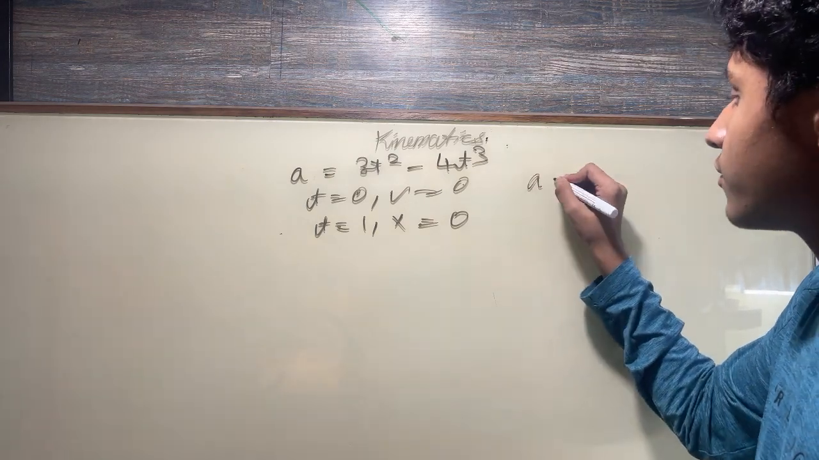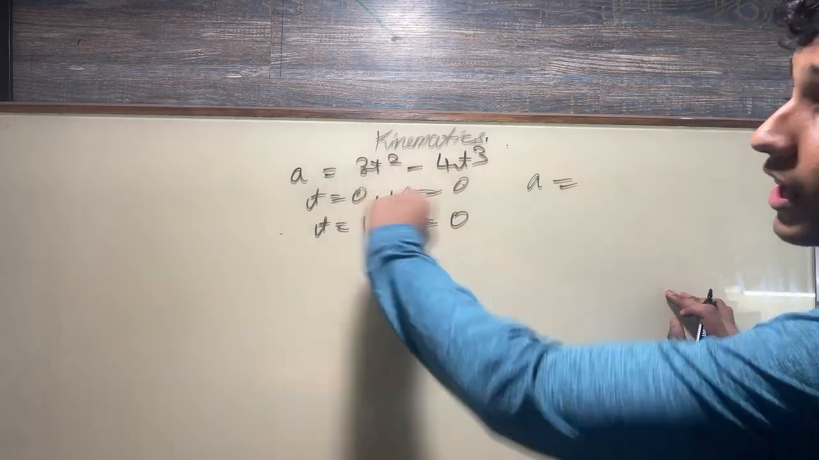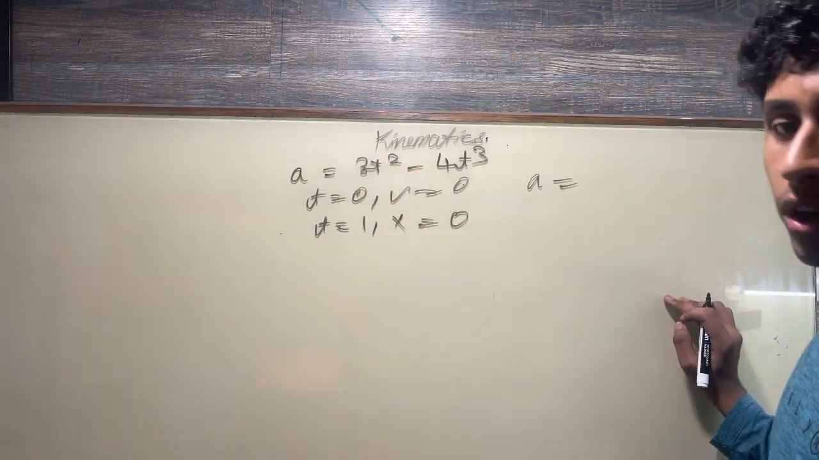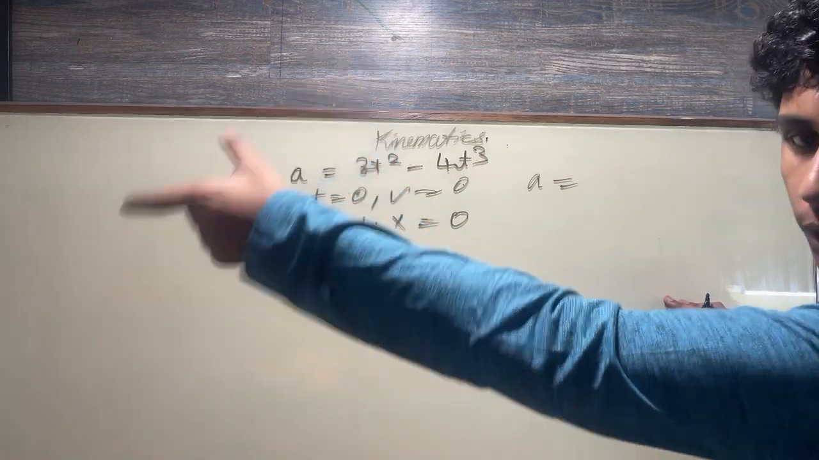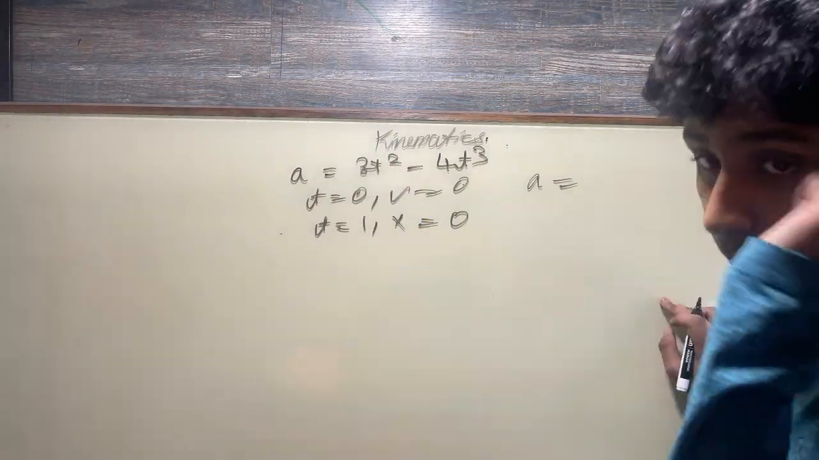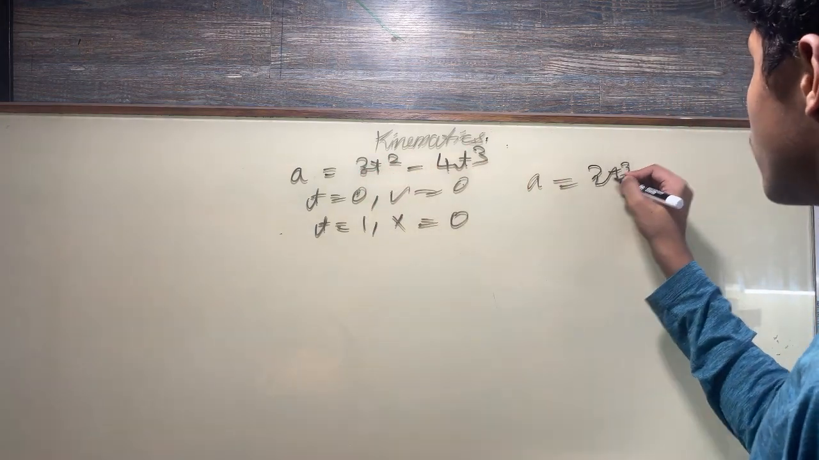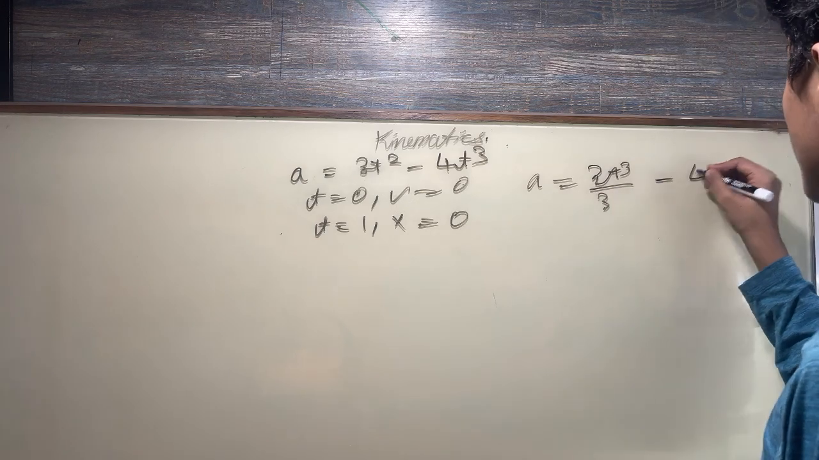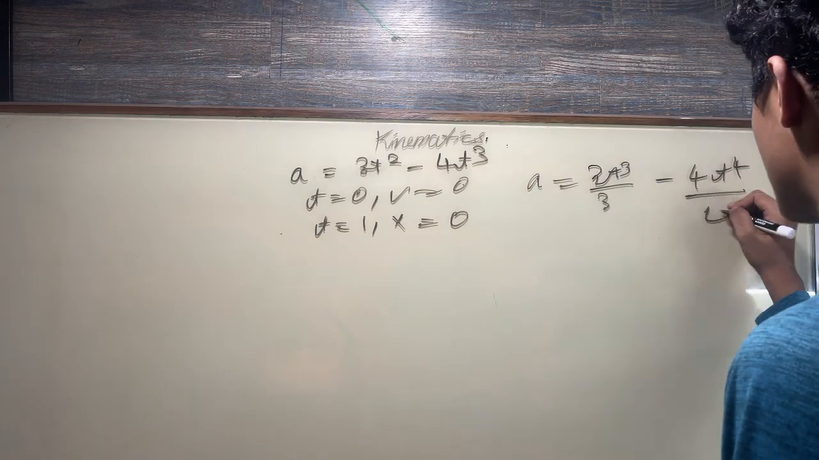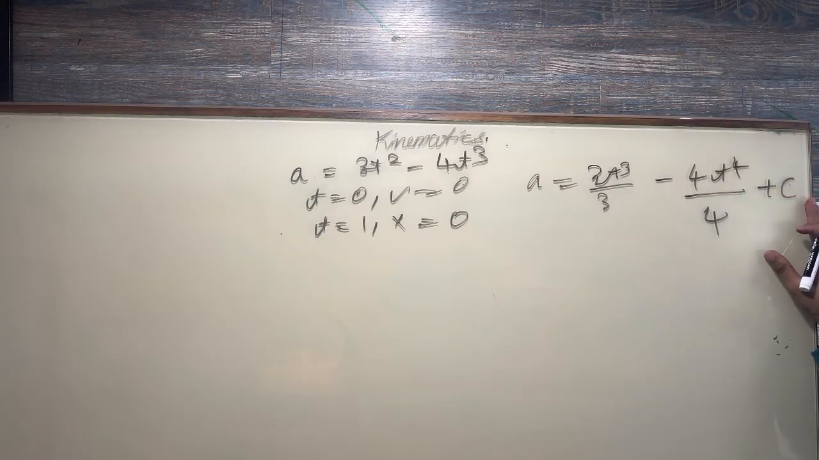We would get acceleration is equal to, if we have to differentiate this, what do you think would happen? Integrate this. So we're going to be doing integration. We're not going to be using the limits in this case. We're going to be adding a constant. Now why are we going to be adding a constant? I'll tell you just in a second. So obviously this would be 3t cubed by 3 minus 4t to the power 4 by 4. I hope everyone knows integration, so this is what we get.